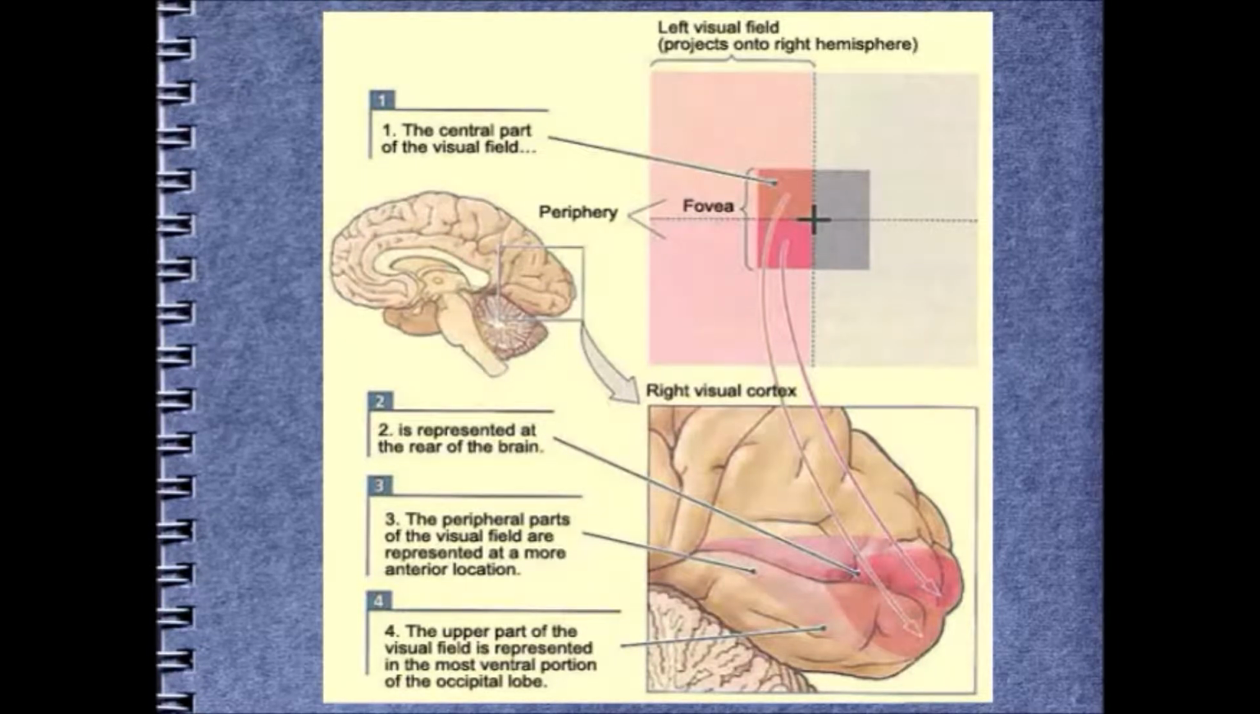And number 3, the peripheral parts of the visual field are represented at a more anterior location. And number 4, the upper part of the visual field is represented in the most ventral portion of the occipital lobe, so a little bit lower. But the occipital lobe is what controls our vision and is probably the part of the brain that we need the most healing work done.